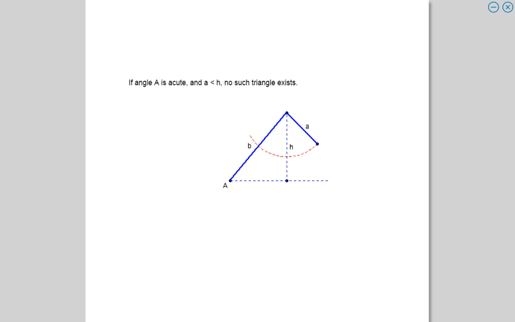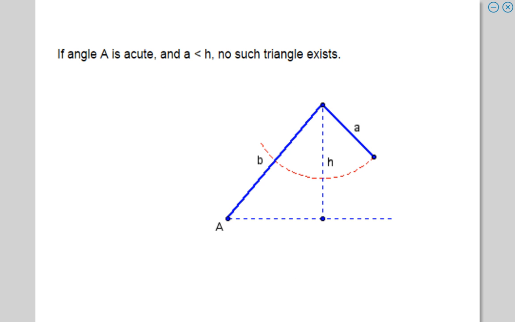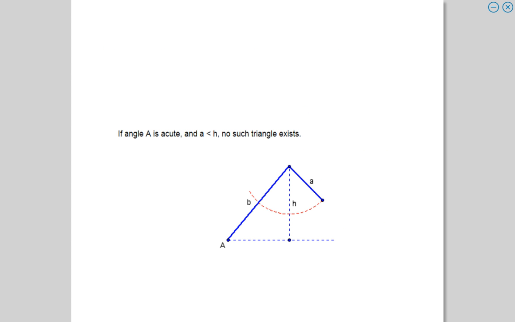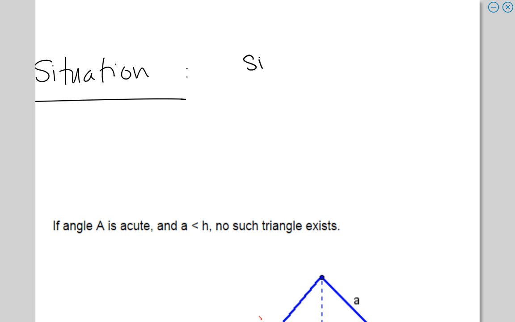Okay, so title of the page, sine law ambiguous case. And you're going to start here. Okay, so before we get started, I'll just tell you the situation. So again, the situation is going to be sine law, of course.